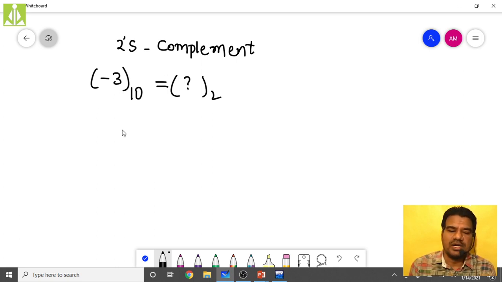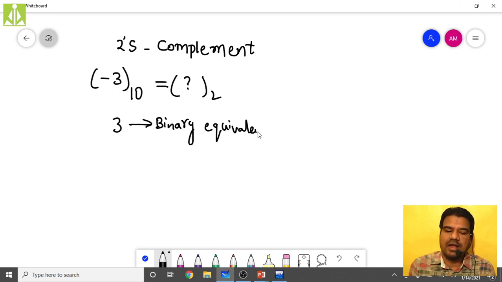In a simple way, I will make you understand this. First take 3 and find its binary equivalent. How can we find the binary equivalent of 3? Simply perform the division operation with 2, and you will get the binary equivalent for 3.